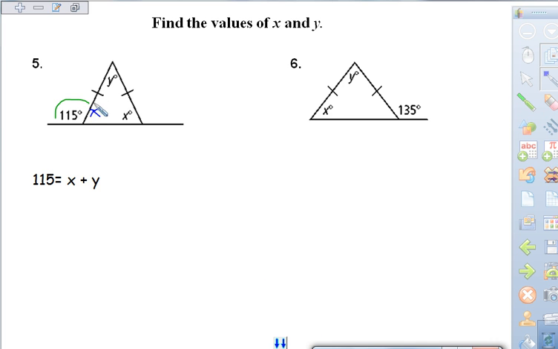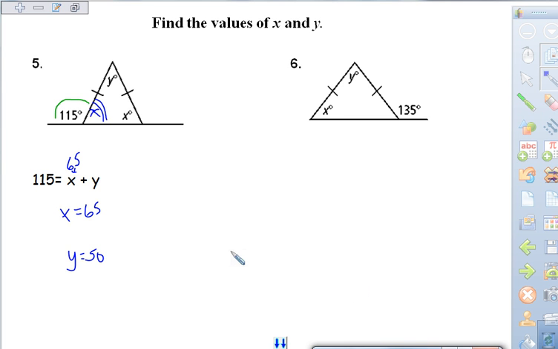So 115 and x form a linear pair, and linear pair postulate says that all linear pairs are supplementary. So 180 minus 115 gives us 65. So x is equal to 65. So we have one of our variables solved. So now if I plug in 65 to this piece of information here, then 115 minus 65 is 50. So y would be equal to 50.